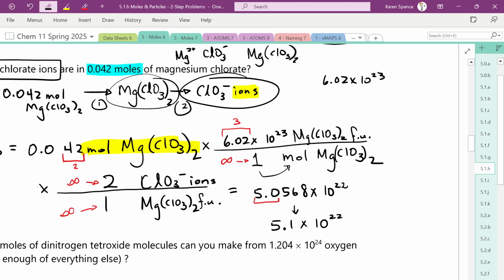And now I'm done. Oh, I need some units. Yes, I need some units. Well, I've canceled out moles of Mg(ClO3)2. I've canceled out the number of Mg(ClO3)2s, and all I am left with is ClO3 minus ions. And then stick a box around it.